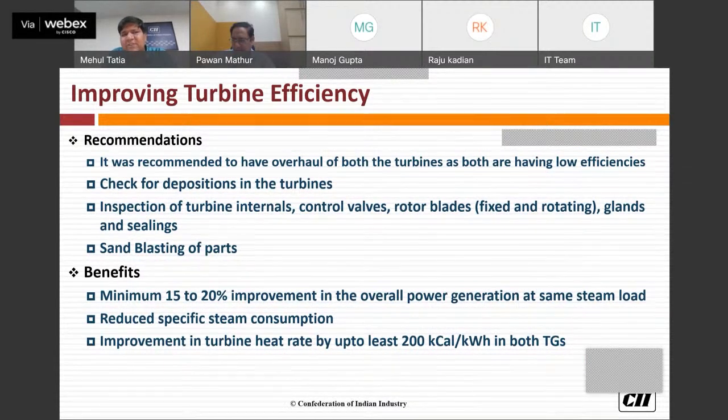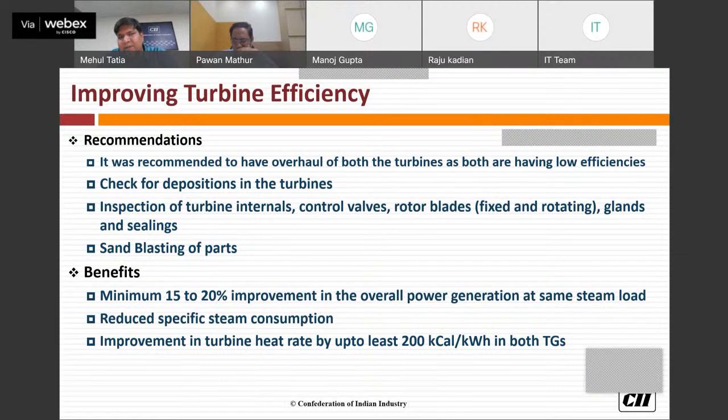So to them, we have recommended to go for a complete overhaul of both the turbines, check for any depositions, and even inspect turbine internals, control valves, rotor blades, and gland seals, and if required, do a complete maintenance. What we have heard was that there were some water chemistry issues, and because of that, silica deposition has happened. I mean, we are not sure about it. That is the feedback we have received from the plant team.